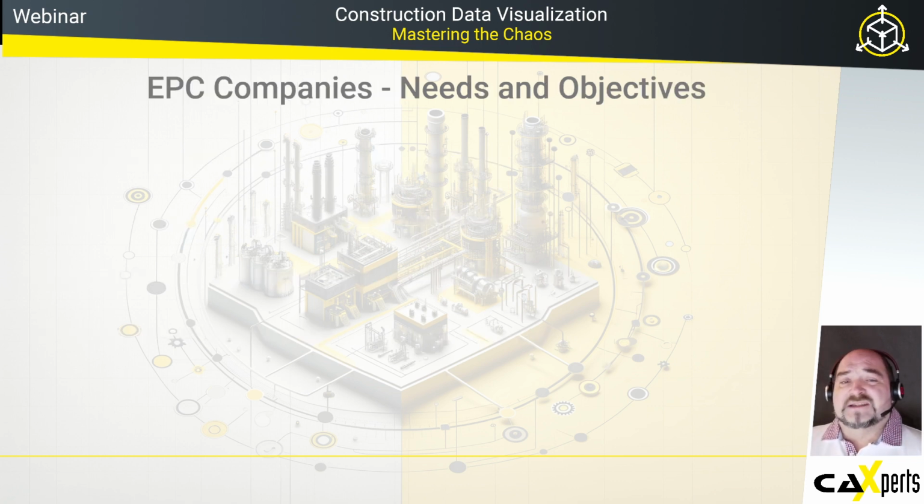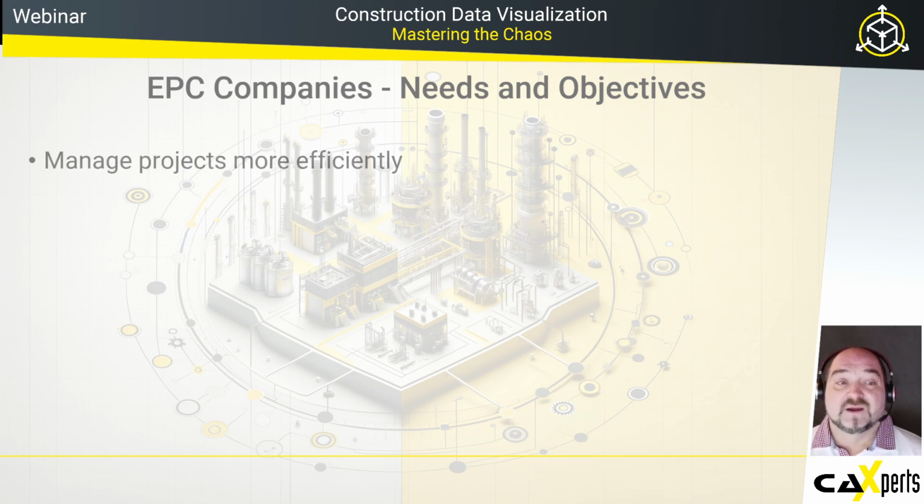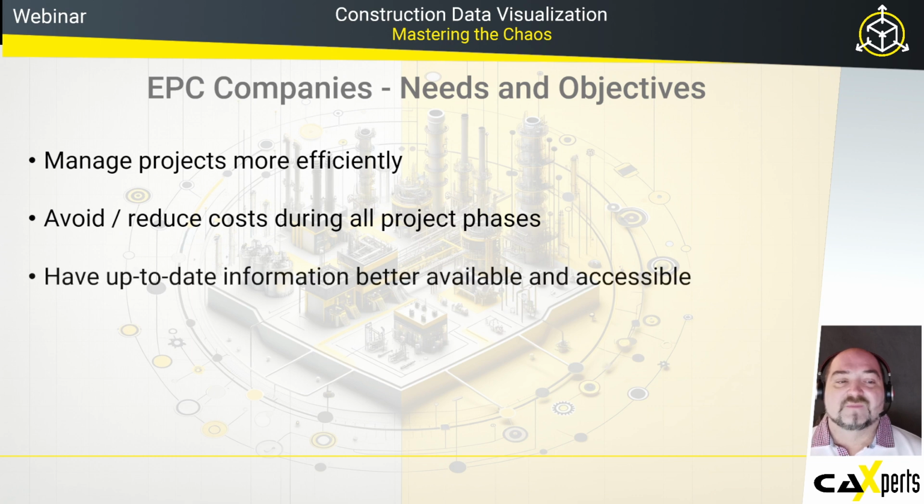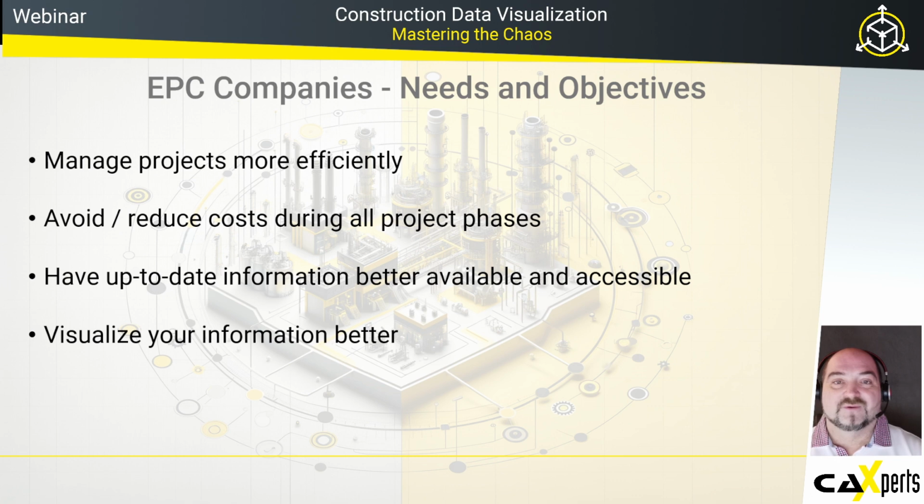So what are actually the needs and objectives of EPC companies? For me, as an EPC company, well, first of all, I want to manage my projects more efficiently. I want to avoid or reduce costs like error costs in all project phases. And I want to have up-to-date information available faster, better, and easily accessible. And eventually, I want to visualize my information better so I can actually grasp the core of my issue at hand.